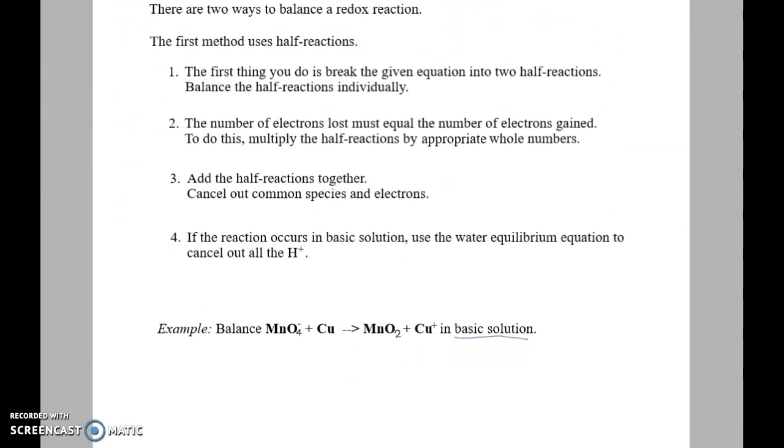Now that we're familiar with that, it's time to balance a redox reaction. The first method uses half reactions. So you first break the given equation into 2 half reactions. Then you balance these half reactions individually. The number of electrons lost must be equal to the number of electrons gained. So once you've balanced the half reactions, multiply them by appropriate whole numbers so that the number of electrons lost is equal to the number of electrons gained.